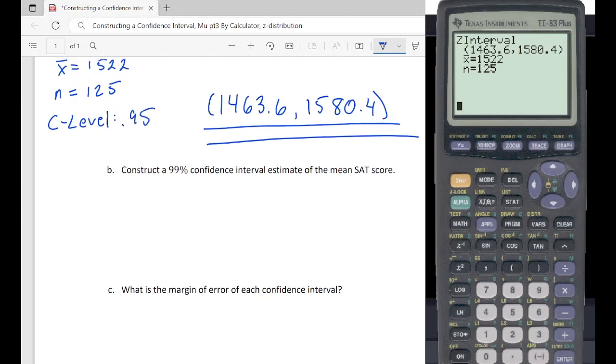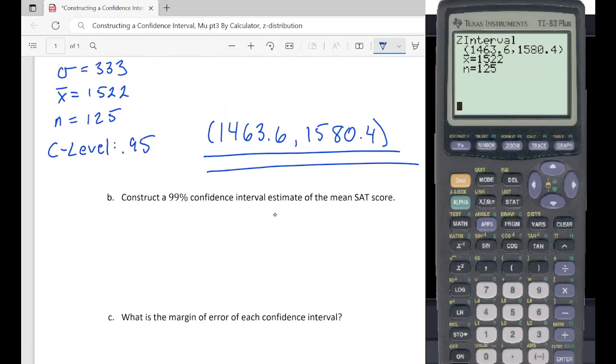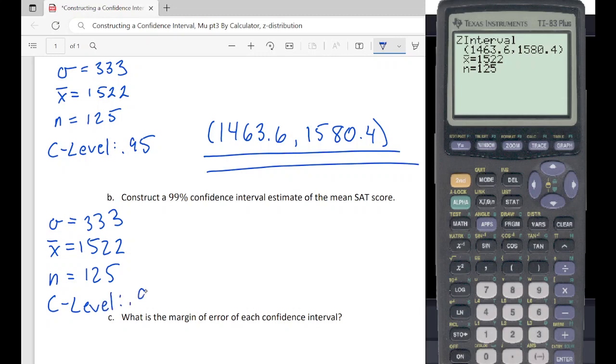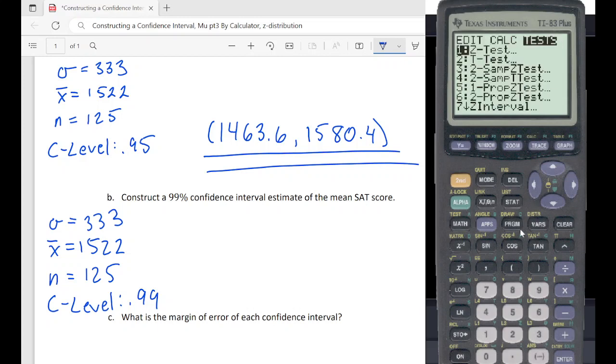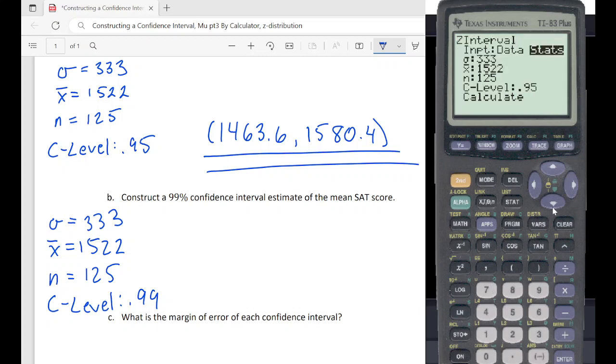Now, what if we want to have a 99% confidence interval instead of a 95? Well, everything's going to stay the same. Sigma is still 333. X bar is still 1522. N is still 125, but this time our C level is 0.99. So, going back into our calculator, again, we do stat, test, and Z interval since we know what sigma is. And everything stays the same from before, except this time our C level is going to be 0.99.